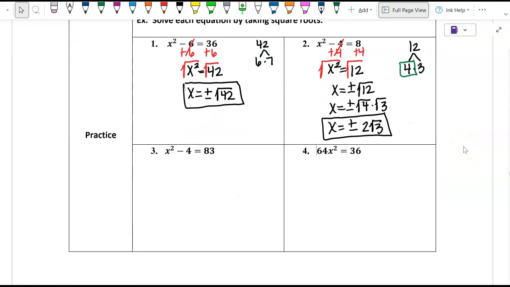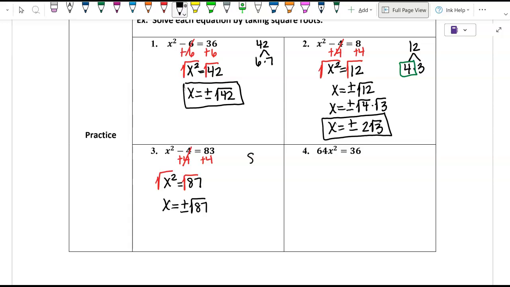Number 3, x squared minus 4 equals 83. Start by adding 4 to both sides. So x squared equals 87. Take the square root of both sides. So x equals plus or minus the square root of 87.